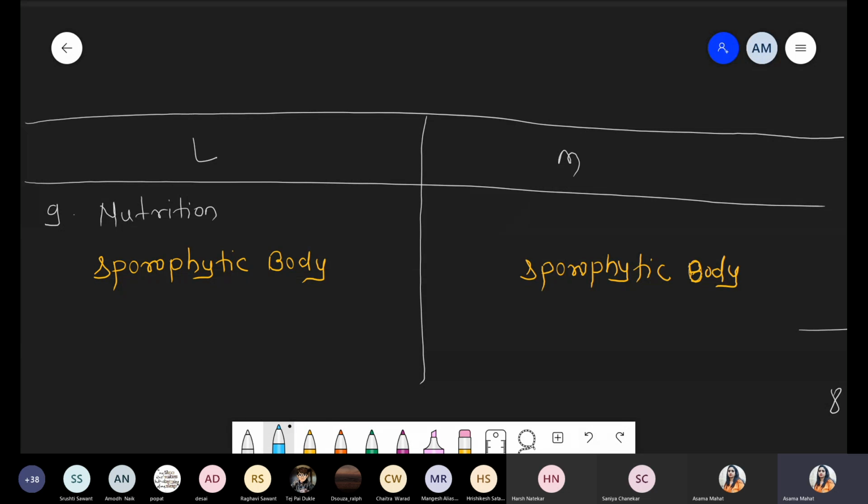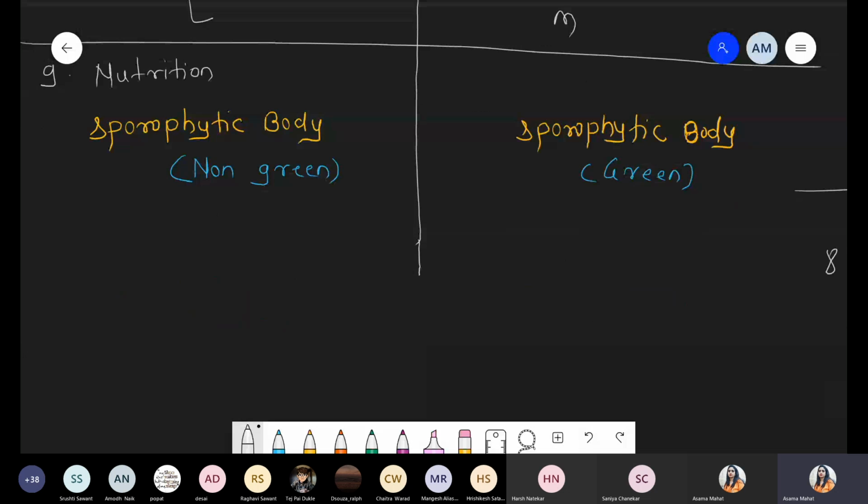In case of this sporophytic body, these are non-green. But when we compare this body with respect to mosses, the sporophytic body of mosses is green. Green means they are capable of photosynthesis, and non-green means they do not perform the process of photosynthesis. On the basis of this main character, we say liverworts are total parasite, because the sporophytic body is non-green.